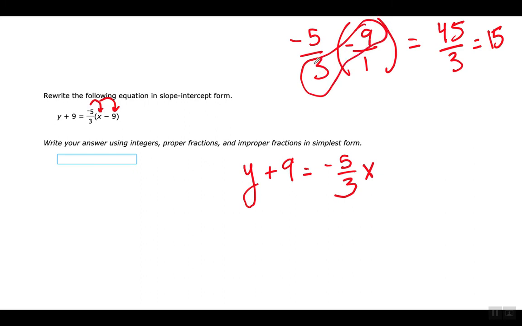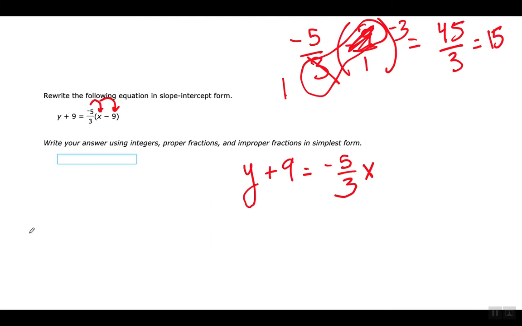If you divide both of these numbers by 3, this will become a 1 and this will become negative 3. And then that would have given me my answer. Negative 5 times negative 3 is positive 15.